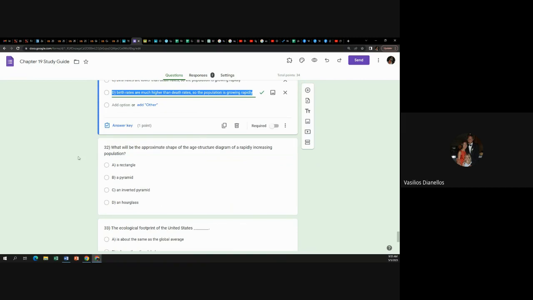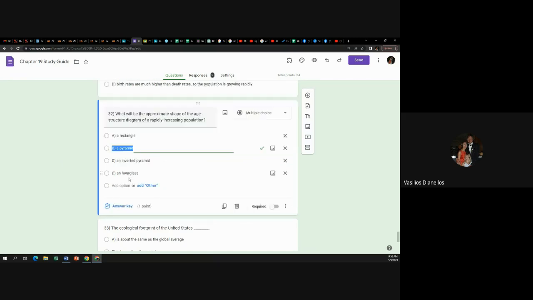All right. What will be the approximate shape of the age structure diagram of a rapidly increasing population? I didn't specifically say that in the lecture today, so I probably won't say it, but it's a pyramid. Because if it's a pyramid, that means there are a lot of young people and fewer older people, right? That gives it that pyramid shape. That would indicate, obviously, that they're having a lot of kids. So yeah, that probably won't be on the exam, but if it is, the answer is a pyramid. Any questions about that?